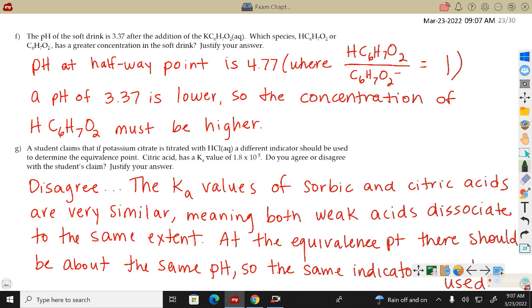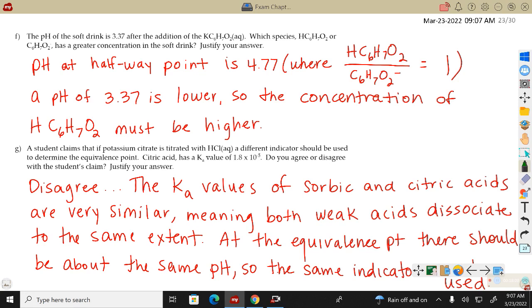And then the last two. The pH of the soft drink is 3.37 after the addition of the potassium sorbate. Which species, the sorbic acid or the conjugate base, has a greater concentration? The sorbate ion has a greater concentration.